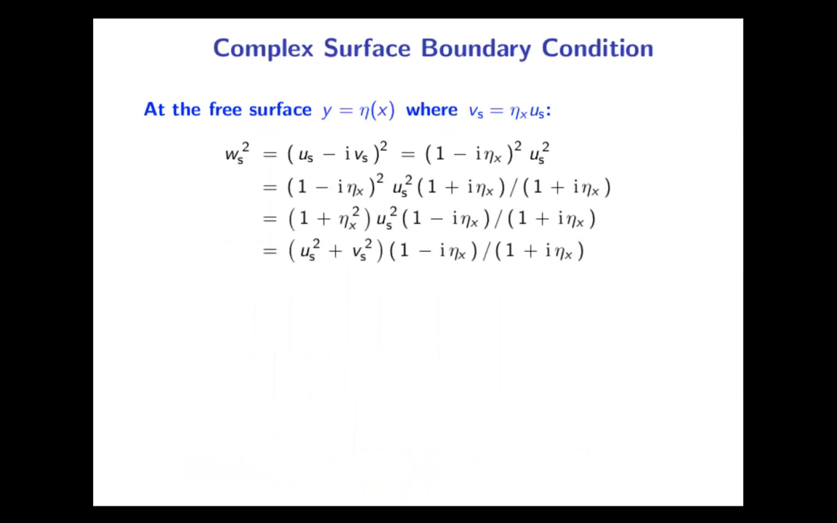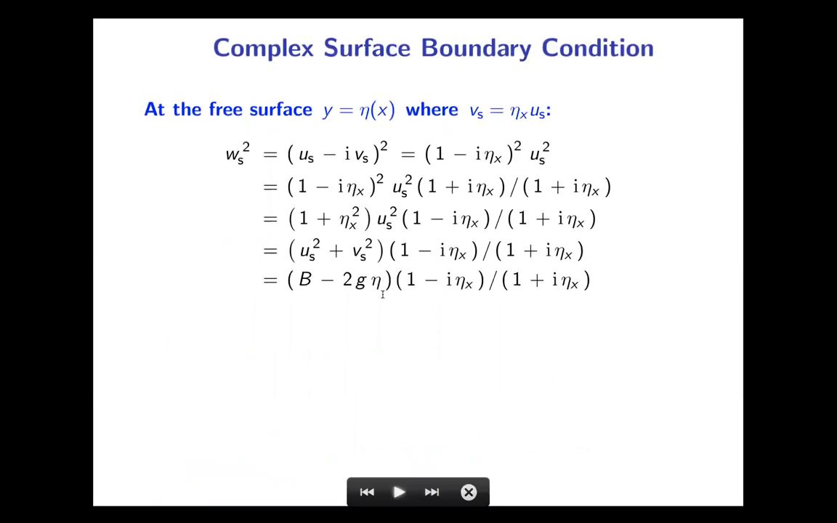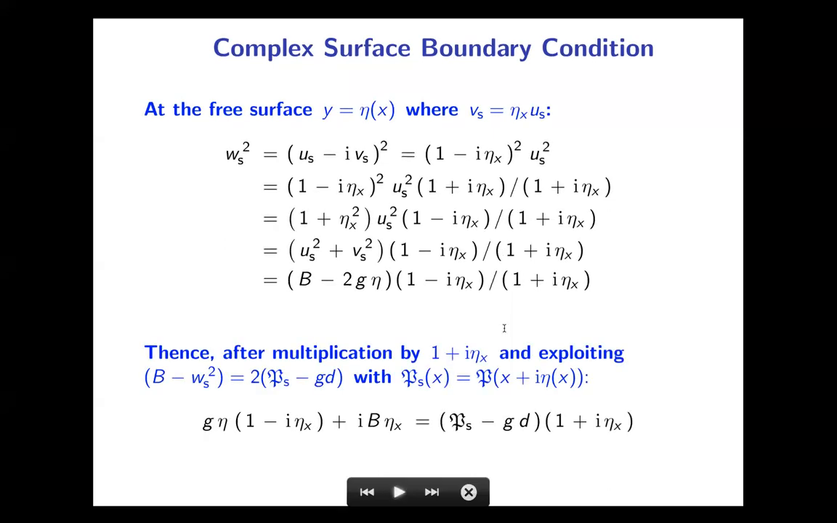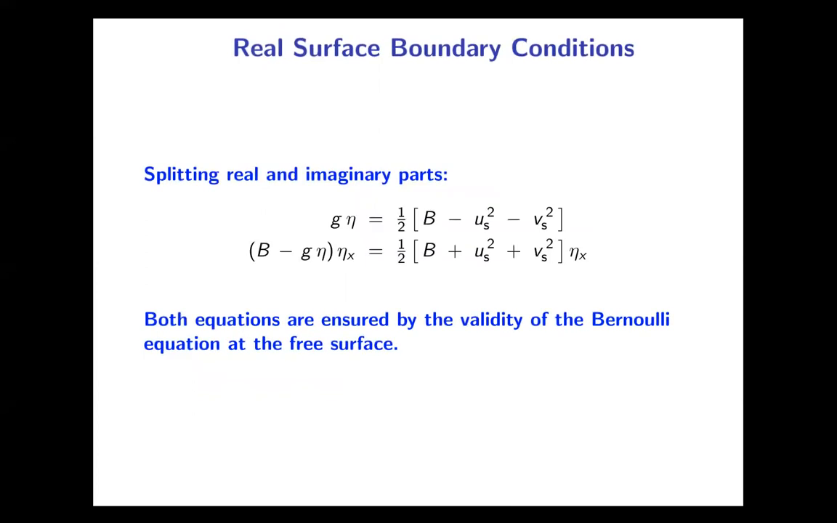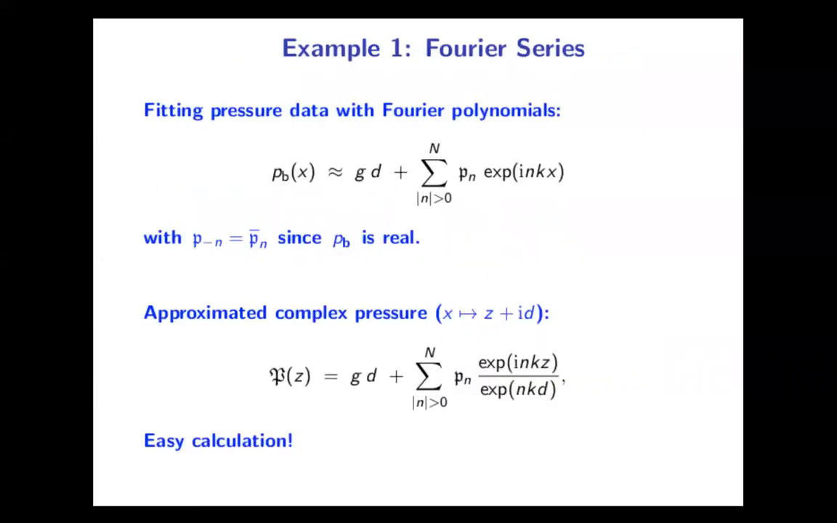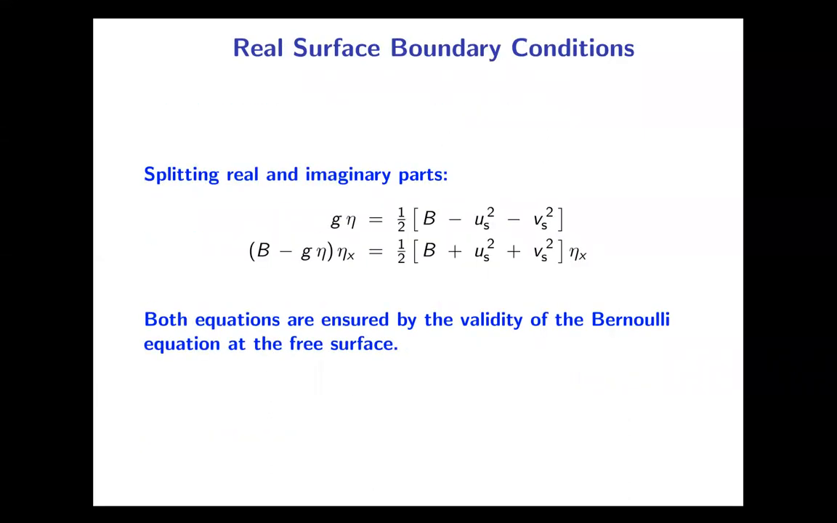Okay. So, by using the Bernoulli equation here, I have this relation. If I multiply by the denominator, I end up with this equation. And at the free surface, I have a relation between the velocity at the free surface and the Gothic pressure at the free surface. Here is the relation that we get at once. If I split real and imaginary parts, I obtain these two relations, and these two relations are ensured by the validity of the Bernoulli equation at the free surface. Okay? And that's it. Game over.